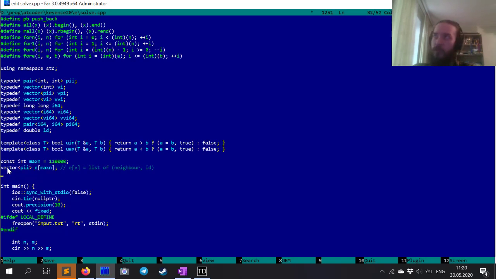We also need to store the weights for the edges, and this array needs to be slightly larger than that.